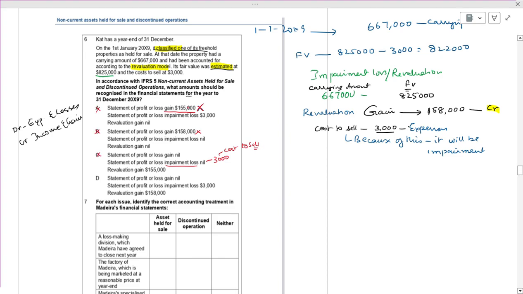When we are saying it is wrong, you have to give a reason. Okay, I will explain with reason. Statement of profit and loss account gain. We are not going to show anything. Nil. Correct. Statement of profit and loss account impairment loss. How much is there? 3000. Revaluation gain. We got revaluation gain. How much? Carrying amount is 667. Is it? Carrying amount is 667. Fair value is 825. The difference is the revaluation gain of 158. The answer is what? The answer is D.